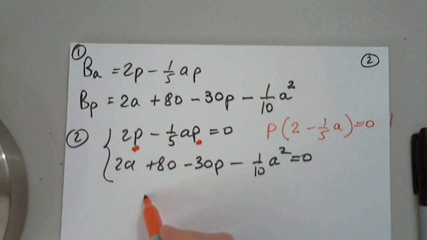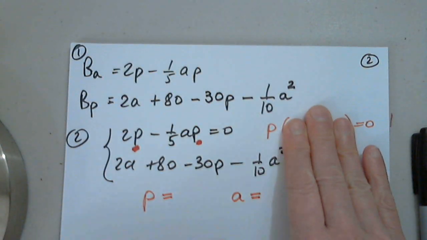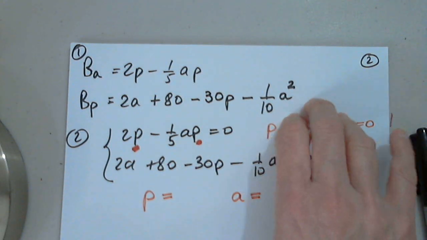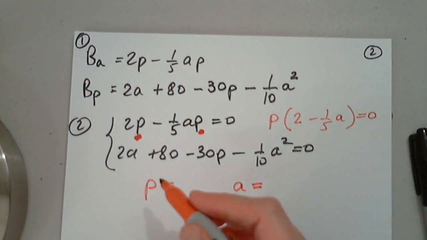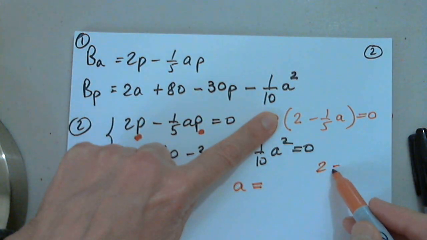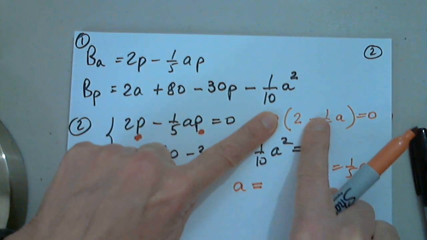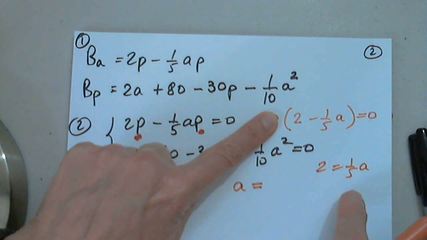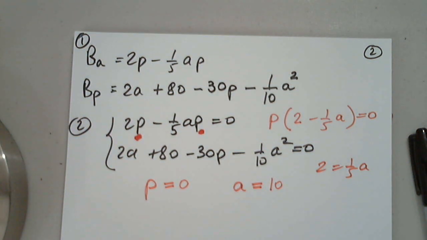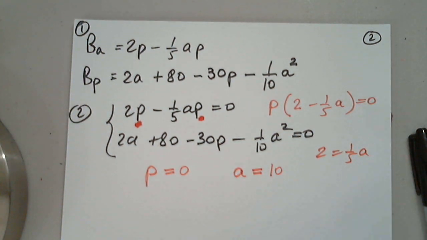So we have two options here, either p equals 0 or a equals something. P times something is 0 means that p must be 0. Yes, perfect. So now 2 minus 1/5 a equals 0, so 2 equals 1/5 a. I move this to the other side, changing its sign, and I have to multiply by 5. So I found that P is 0.